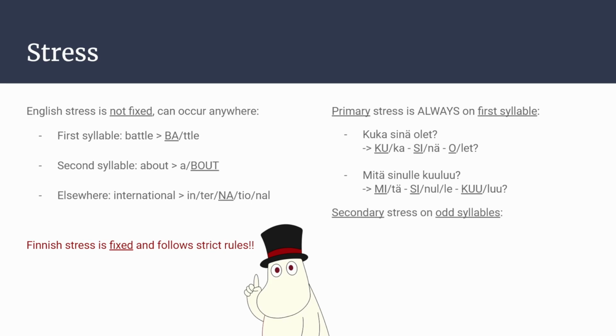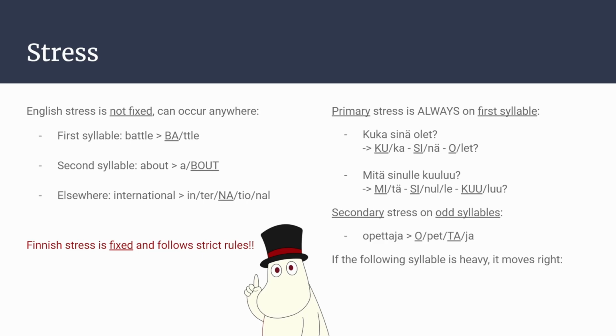Secondary stress, on the other hand, usually occurs on odd syllables, so on every other syllable following the primary stress on the first syllable. So we would look at an example here, opettaja, opettaja. So you'll notice that the primary stress is on o, and then the secondary stress is on the ta, opettaja, da da da da, opettaja. Now, this isn't always the case.